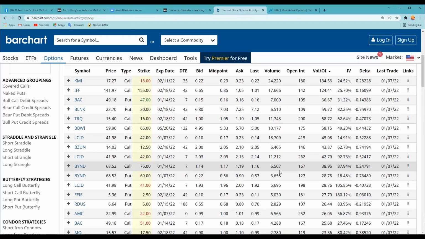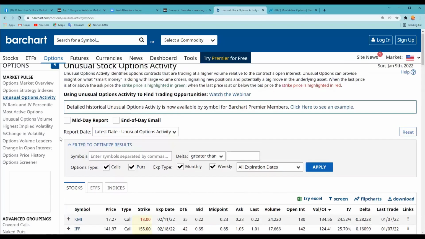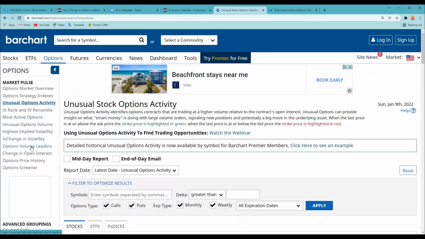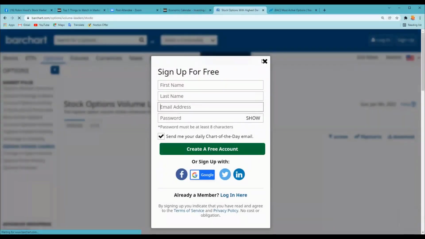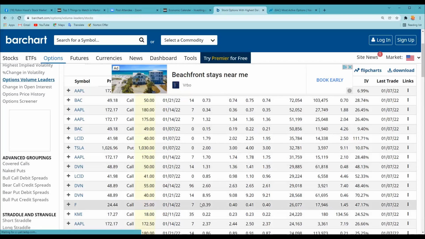Like, for example, back before GameStop and AMC were manipulated, when GameStop and AMC were still around $3, $4, $5 a share, we saw them all of a sudden on the unusual list. All of a sudden they were on the options volume leaders list. They were on the most active options list when normally they were not. And so they had some pretty good high strike prices.